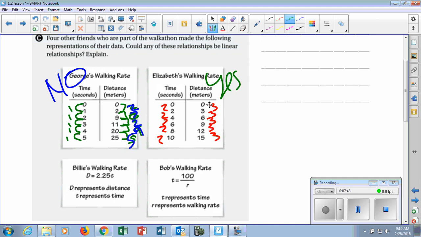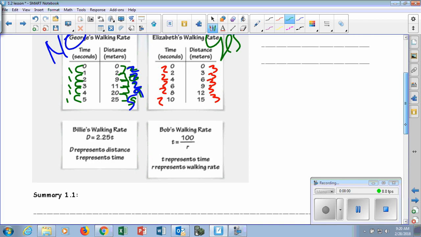So if we go on to Billy, let's look at Billy. Billy's walking rate is d equals 2.25t. This is given to us a little differently. George and Elizabeth were both represented in tables. Well, now we don't have a table, but they gave us an equation, which is completely fine, right, Becky?